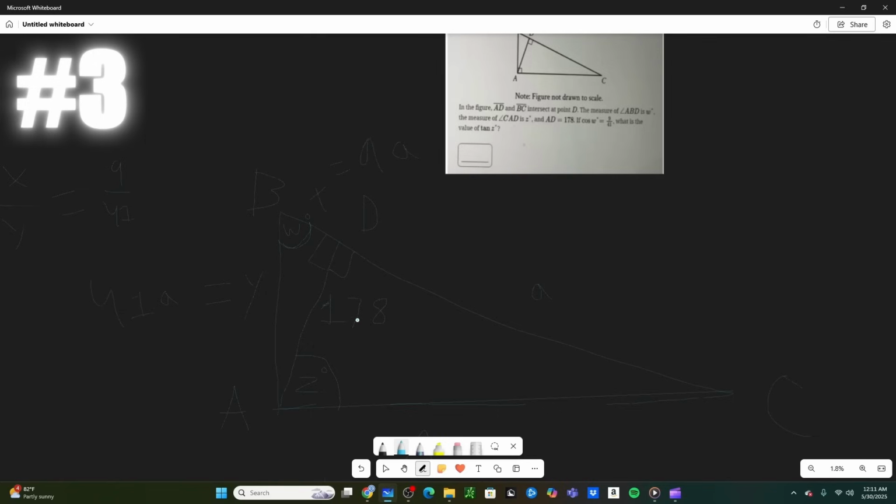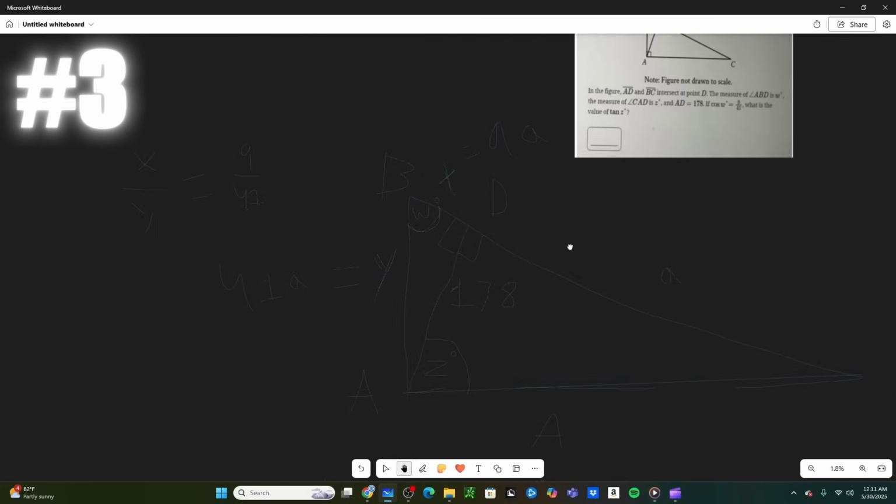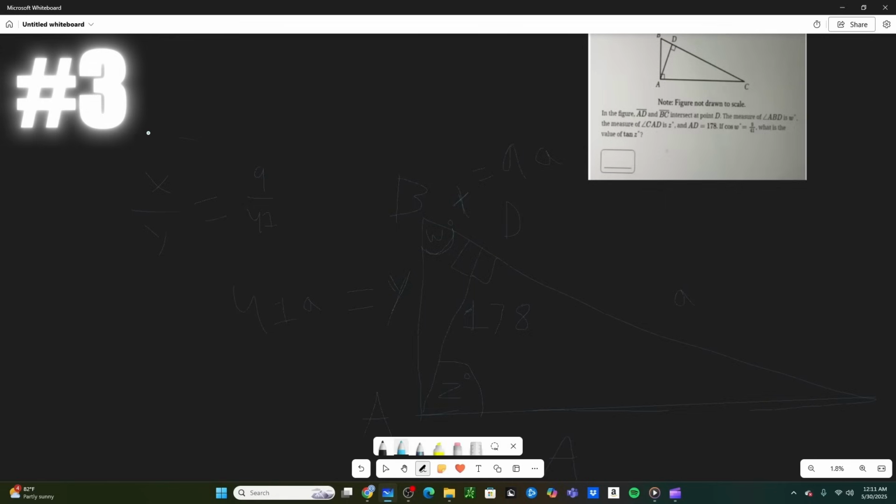Then if the cosine of W, cosine is so TOA, so adjacent over hypotenuse. So the adjacent of this angle is right here, so let's call this X, and its hypotenuse is Y, right? So if we're calling this X and then this is Y, then really we're saying X over Y is equal to 9 over 41, right? So the ratio of X to Y is the ratio of 9 to 41.